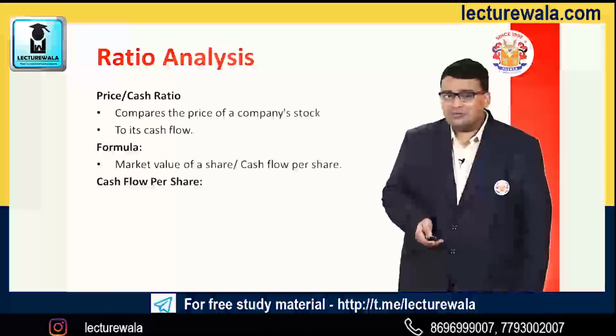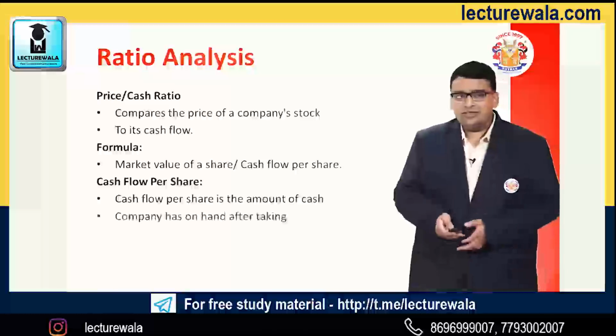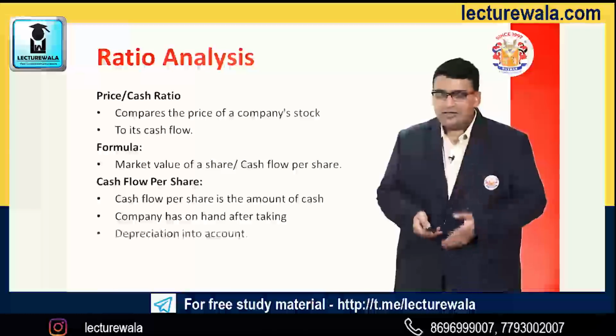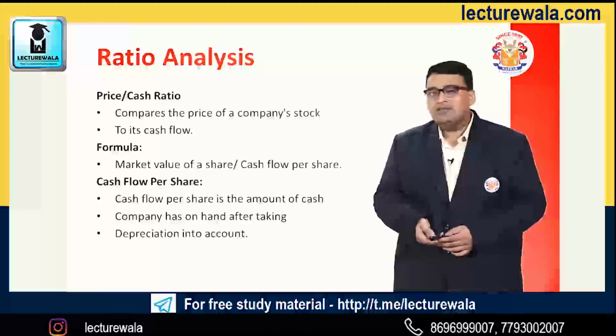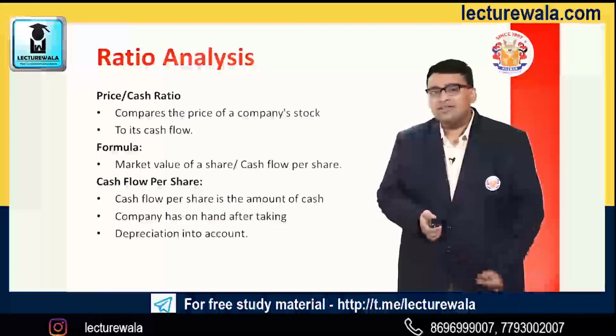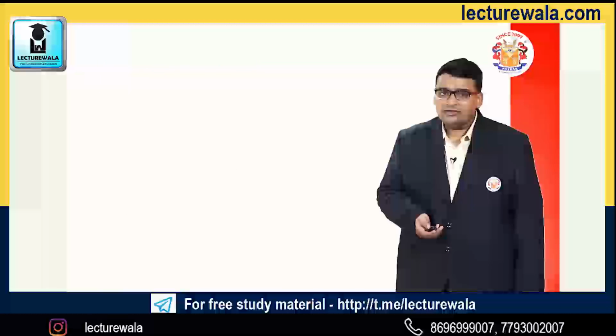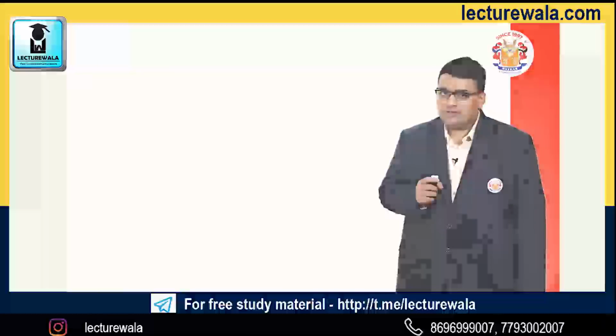Next thing, sir, cash flow per share, we would like to see. Cash flow per share is the amount of cash the company is having on hand after taking depreciation into account, because depreciation is a non-cash expense. Then we just have to make the adjustment for the same to derive the cash flow per share available to the shareholders.